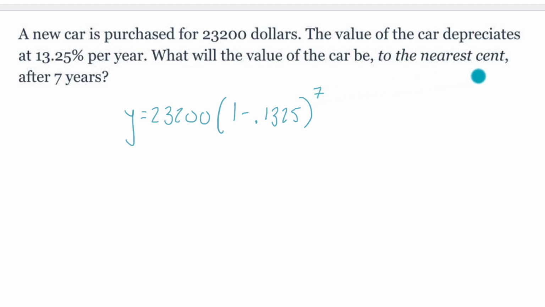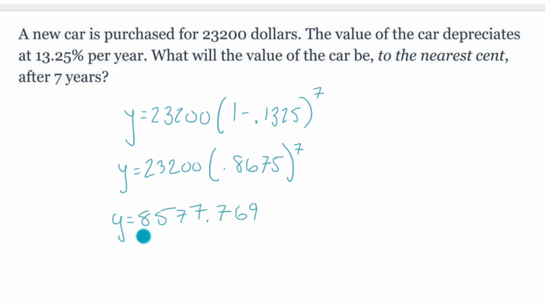Remember, we want it to the nearest cent. That's the nearest penny. So we're going to simplify this. So our growth rate is 13.25%, so 0.1325. Our growth factor is 0.8675. Again, we're going to type this in the calculator, and we're going to get $8,577.769. Again, we want to round that to the nearest cent, so this is going to be rounded up. So after 7 years, your car is worth $8,577.77.